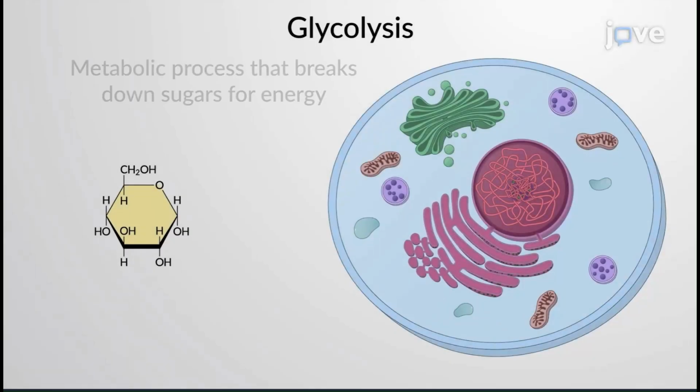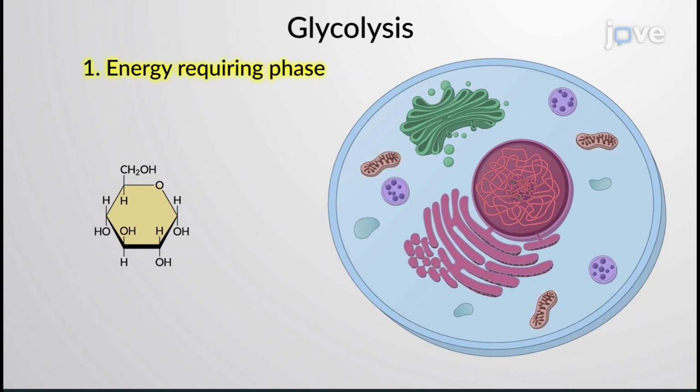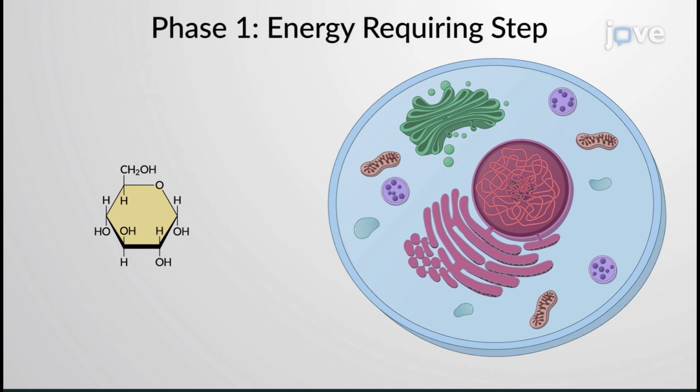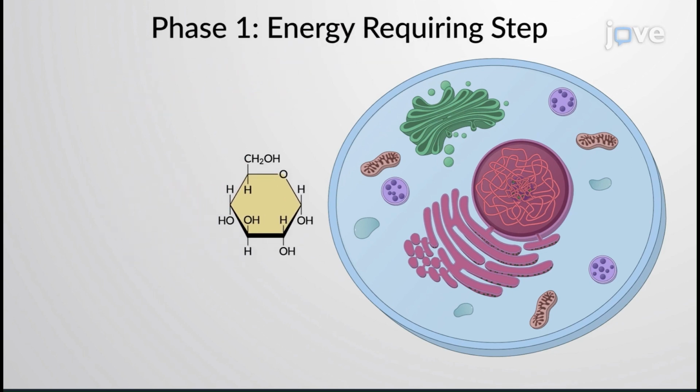Glycolysis is a metabolic process that breaks down sugars to generate energy. This process occurs in two main phases, an energy-requiring phase and an energy-releasing phase. To begin with, the glucose first enters a cell's cytoplasm.